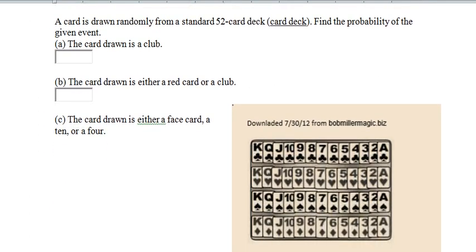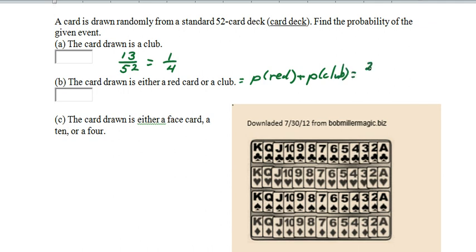Our last problem in this set is another card problem where we are randomly choosing one card from a 52 card deck. And so what is the probability that it is a club? Well, 13 out of 52 of the cards are clubs, or 1/4 are clubs. What is the probability that it's either red or a club? These are mutually exclusive. So it would be the probability that a card is red plus the probability that it's a club.